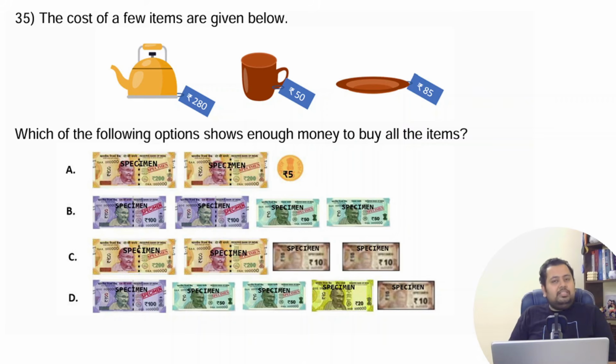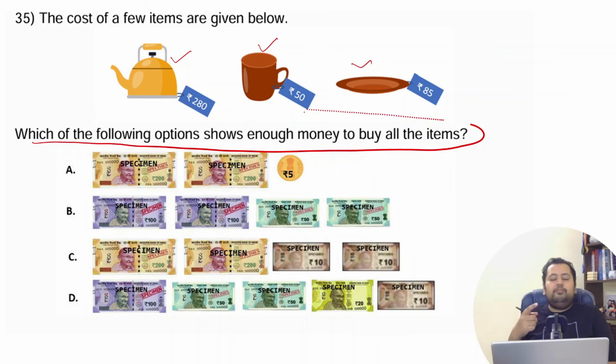Let's now go to the last question of the paper. The cost of a few items are given over here. So you see a kettle, a mug, and a plate, and some costs have been given. Which of the following options shows enough money to buy all the items? Obviously, what you have to do is find out the overall cost of all three items. And to buy all three, you should have that much amount, the cost of all three, or more than that. Anything less than that, you will not be able to purchase all three items, right?